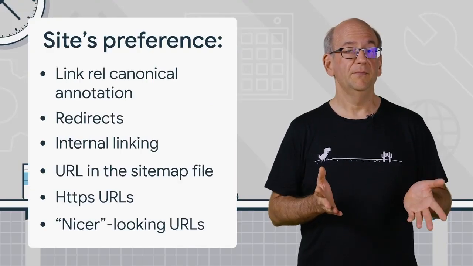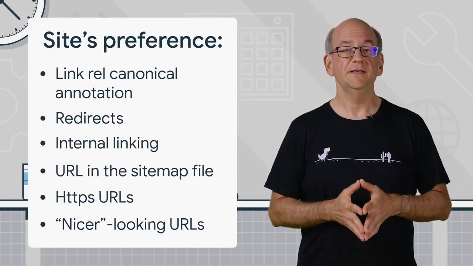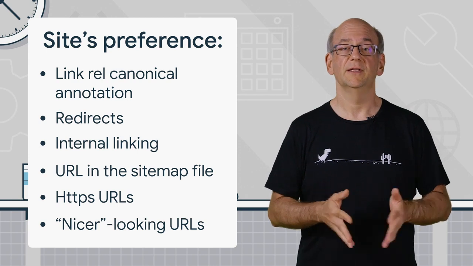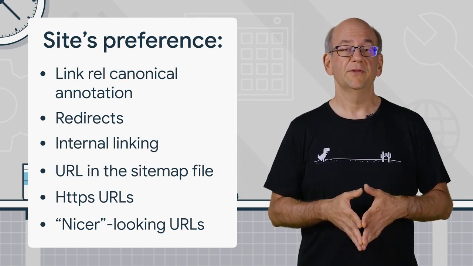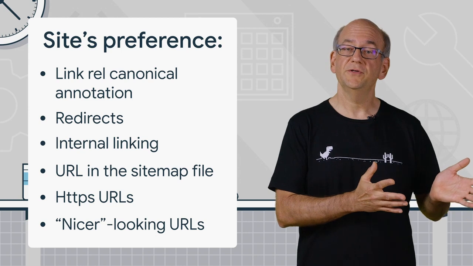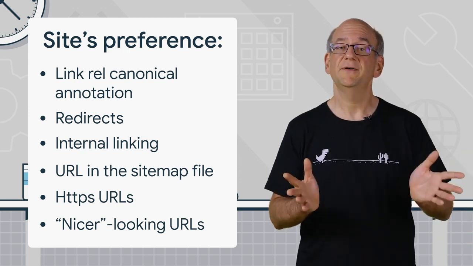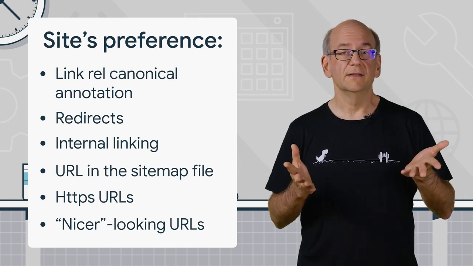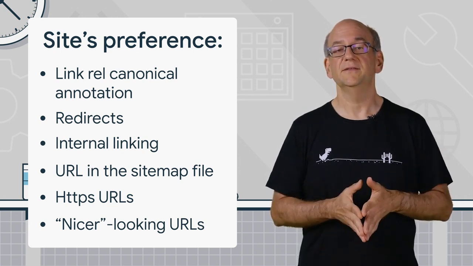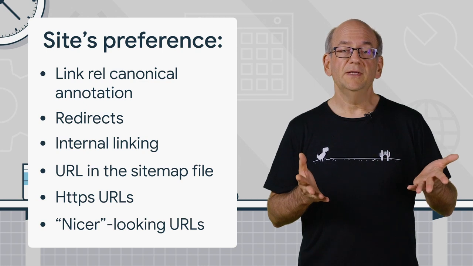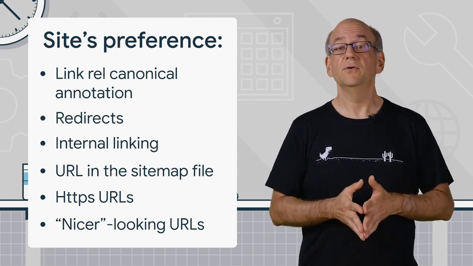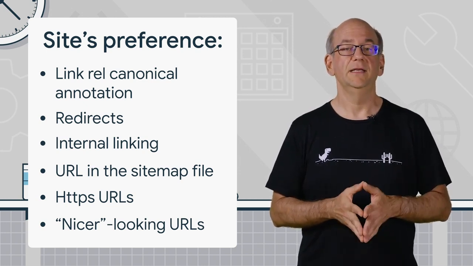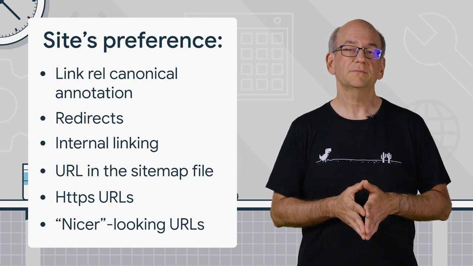Along that line, make sure that all of the canonicalization factors that we mentioned are similarly aligned. Make sure that internal links use your preferred URL format. Make sure that sitemap files only list preferred URLs. Make sure that the rel canonical link elements on these pages match. The more you can be consistent, the more likely Google systems will follow your lead and use those too.